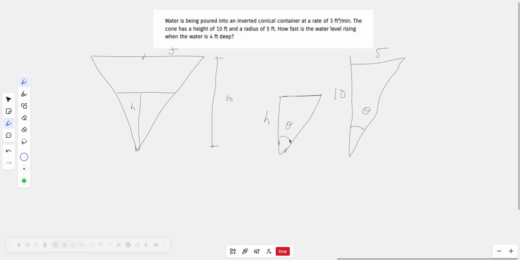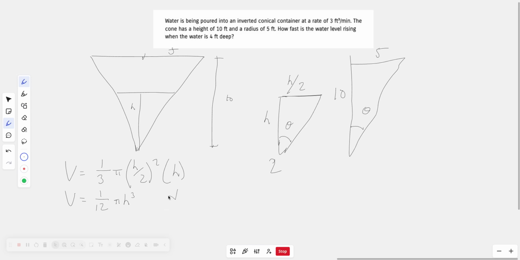And because these triangles are similar, the ratio of the sides has to be equal in both of them. So this has a ratio of 10 to 5, which is the same thing as 2. So that means this side has to be h over 2 for the same to hold true. And now we can write our volume of water using the volume of a cone. 1/3 pi r squared, but in this case our radius is going to be h over 2 squared times h, and this is equal to 1 over 12 pi h cubed.